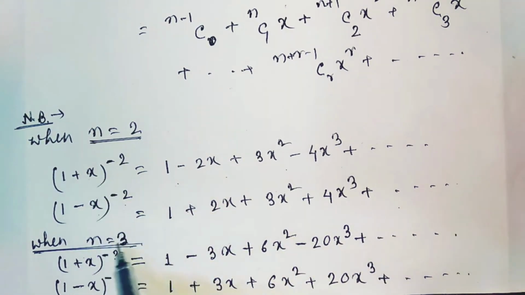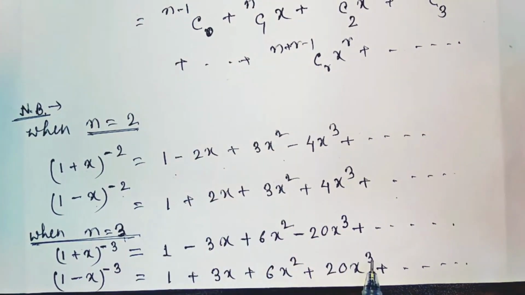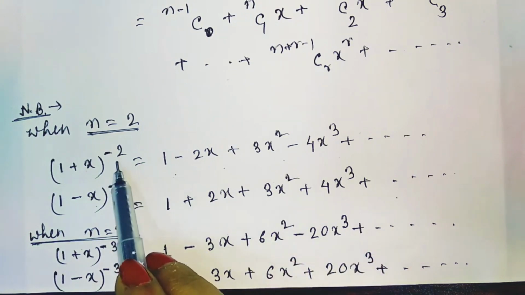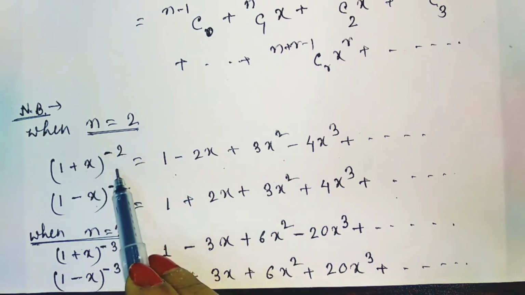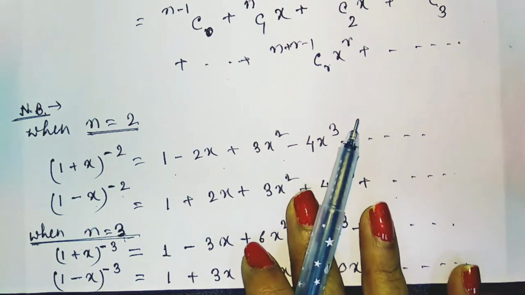Instead of 2, if n is equal to 3, then we will find these two series. Similarly, for n equal to 1 we will find the infinite series. For n equal to 4 also we can find the infinite series, and likewise we can construct any such kind of binomial series. If the power is positive, then it is a finite series, and if the power is negative, then it is an infinite series.